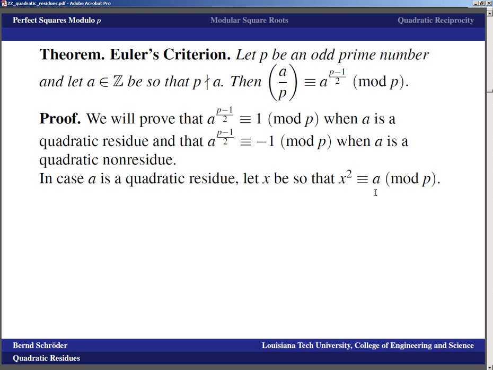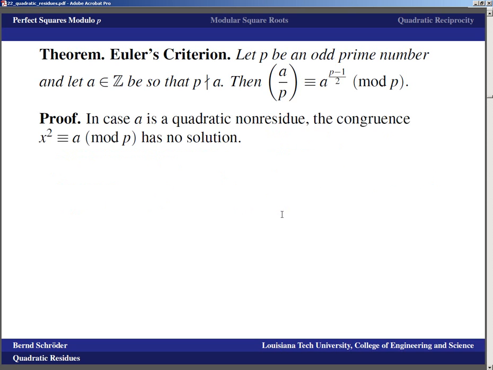Okay, so let a be a quadratic residue. Well, then there is an x, so that x squared is equivalent to a modulo p. And that means that a to the p minus 1 over 2 is x squared to the p minus 1 over 2, which is x to the p minus 1, which, by Fermat's little theorem, is 1 modulo p. And if a is a quadratic non-residue, then the congruence x squared equivalent to a modulo p has no solution.